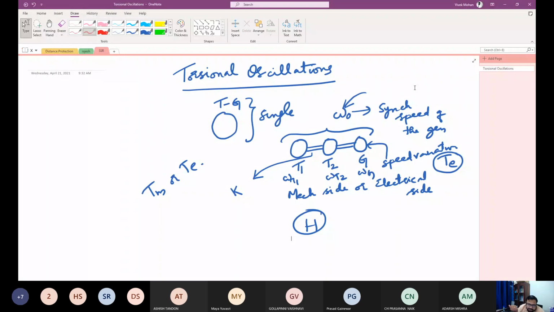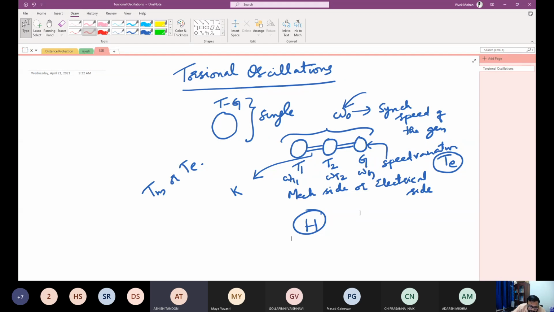Now, let me. So what I'm writing here, you are not able to see. That is what you are saying. Okay, 1 minute. Now we can see. Earlier we were not able to see, but now we can see.